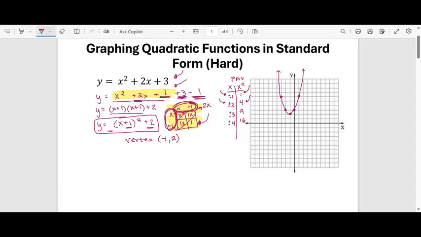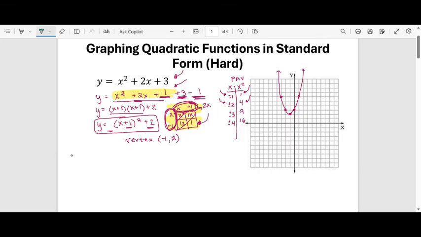Now, there is another way to do this that might be a little bit simpler for some of you. I'm going to do that in this dark green color, okay? So this is complete, this is finished, this is correct. We completed the square to get it into vertex form so we could graph it. The other way of doing this is by using the axis of symmetry equation.